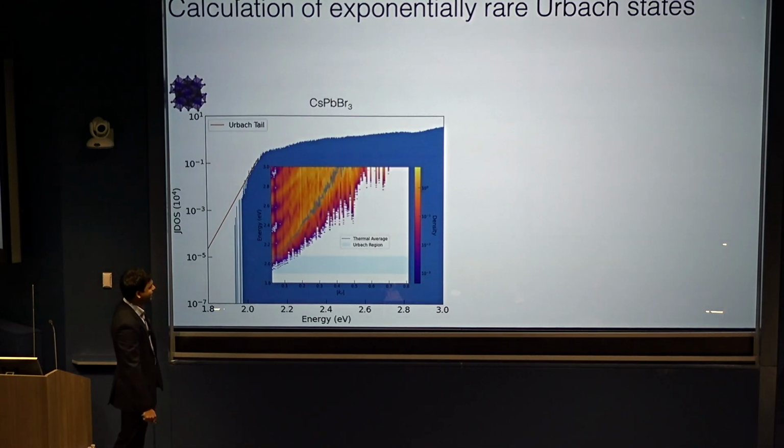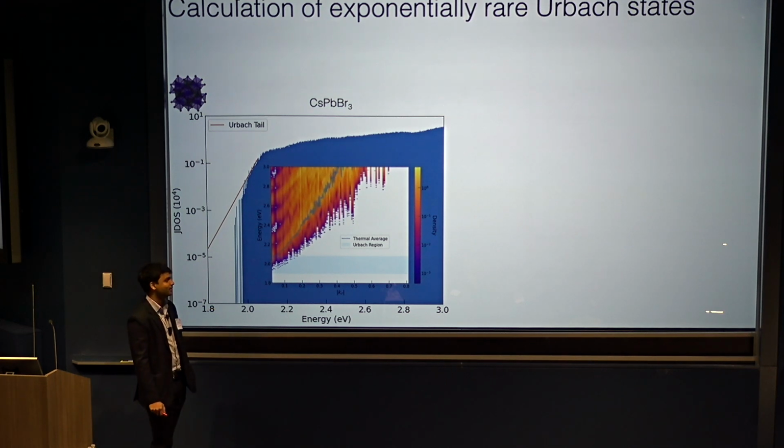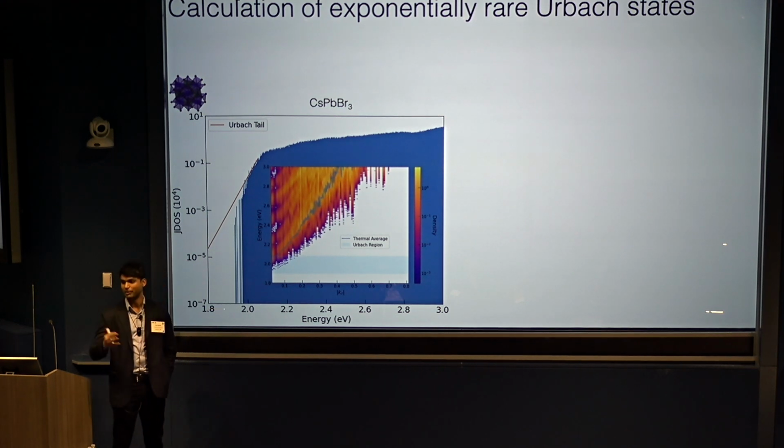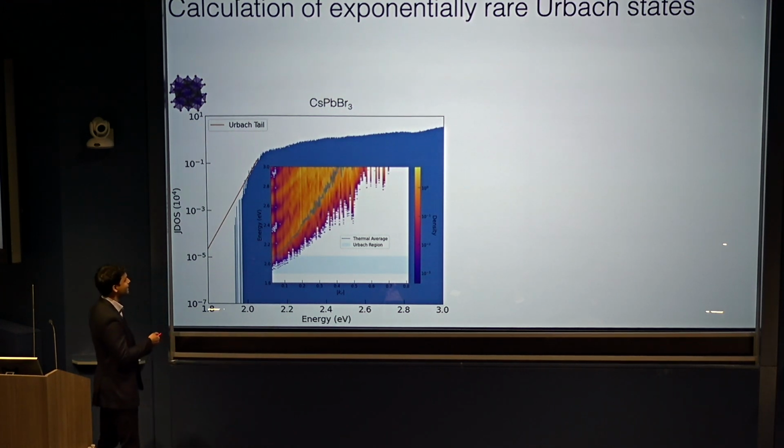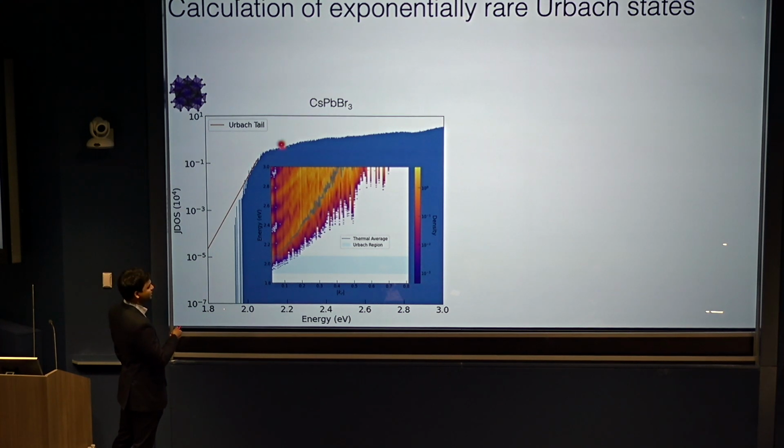So with that in mind, we threw a huge amount of computational power and some clever tricks with regards to how we sample a Brillouin zone. And we were able to successfully capture an Urbach tail in a direct bandgap semiconductor. So this is a full inorganic perovskite material, where you can see that, first of all, there's a huge number of absorption events, and these exponentially rare Urbach states take a long time to show up, right? But you do get an Urbach tail at the end of the day.